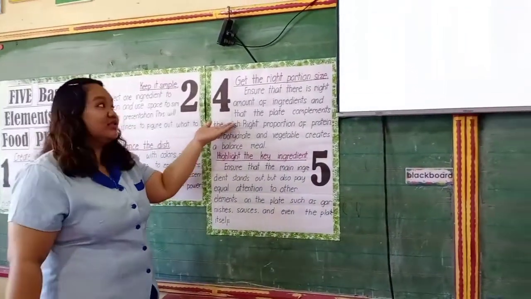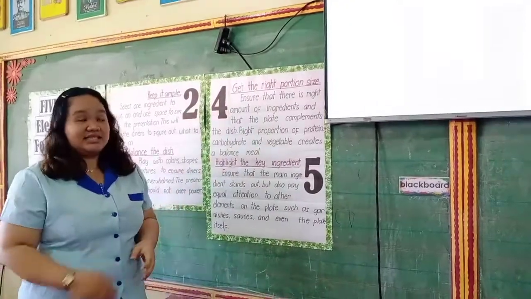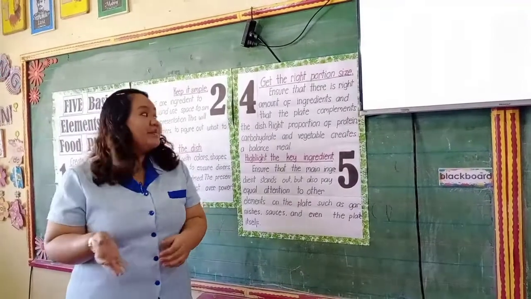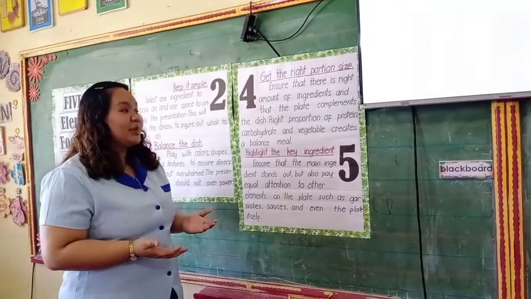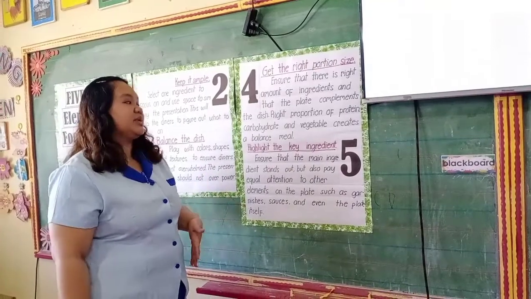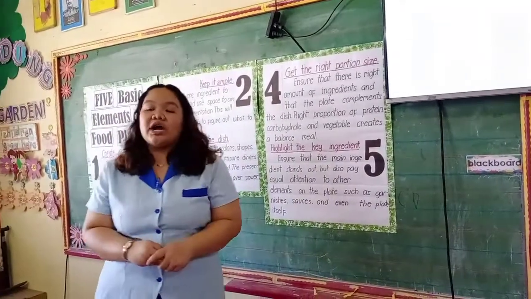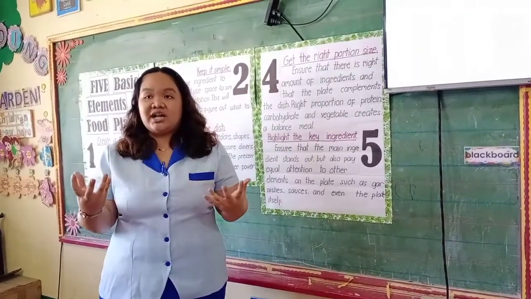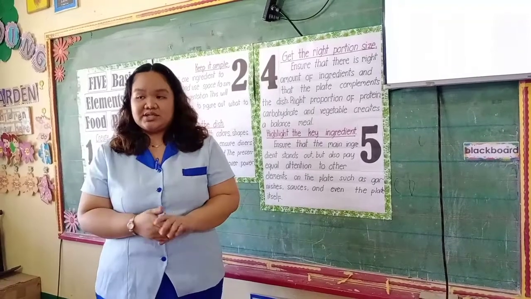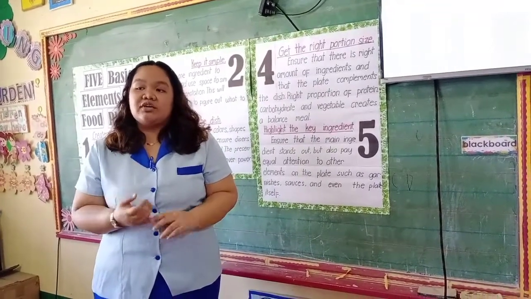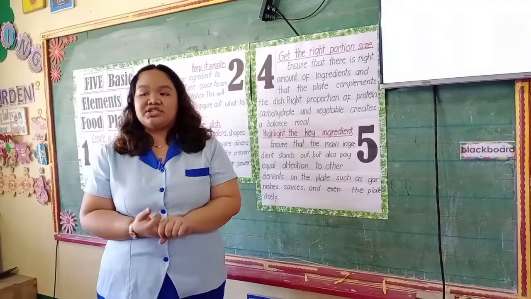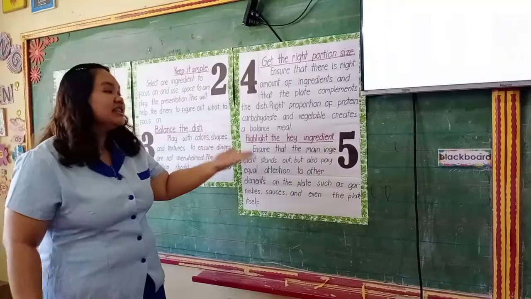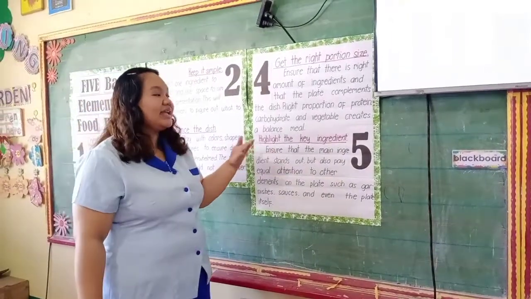The next element, the fourth one, is get the right portion size. Ensure that there is the right amount of ingredients and that the plate complements the dish. The right proportion of protein, carbohydrate, and vegetable creates a balanced meal. The chef or our nutritionist always aim to provide us with a nutritional dish that they are going to present to us. So our plate should consist of the protein, the carbohydrates, and the vegetables, which is an example of the framework we created earlier. And of course, the last element is to highlight the key ingredient.